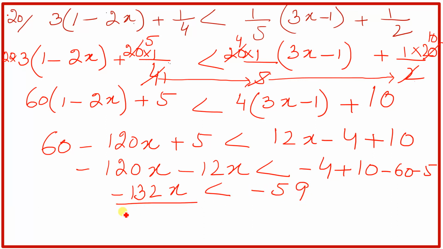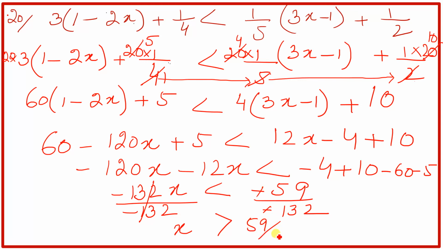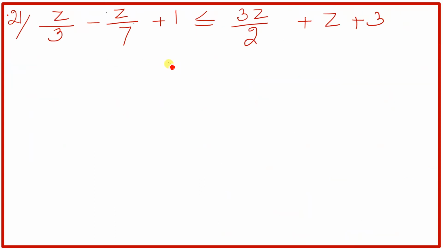Here we have to divide both sides by the negative 132. So see, this will cancel, but this sign will change to greater than. These two cancel, it will be x is greater than 59 over 132, and this is our answer. In these types of questions, you have to remove the fractions.